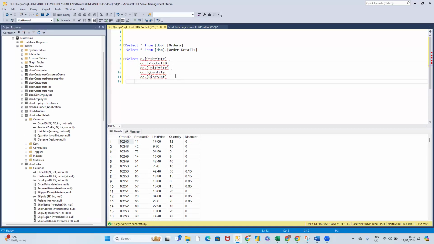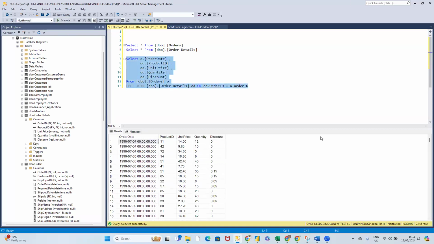So I'm going to do that from this, which is O. And I'm doing a left join on OD, on OD.order ID equals O.order ID. Okay, so this will give me this data.